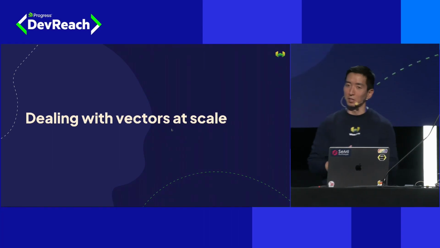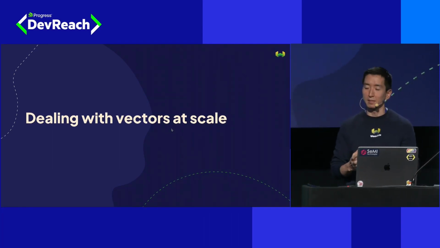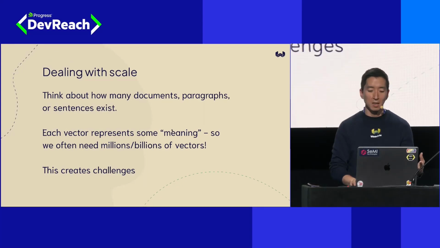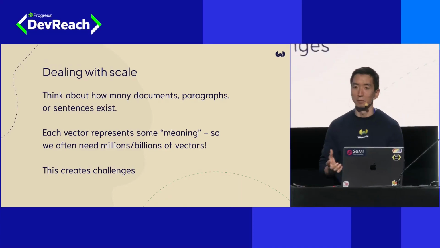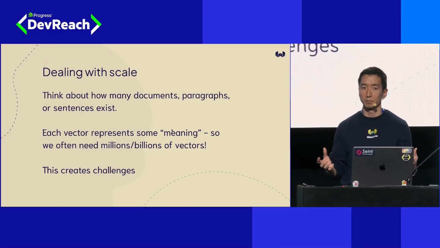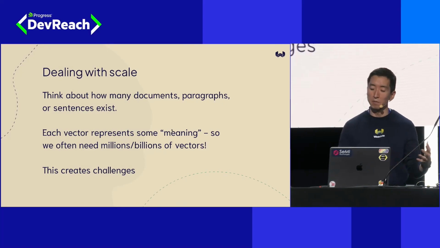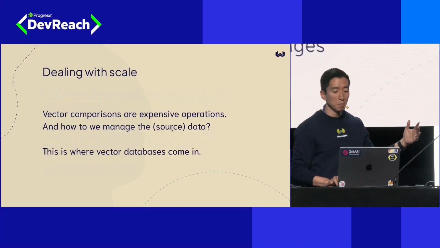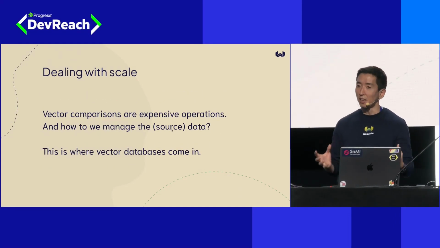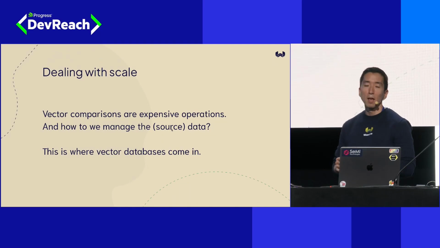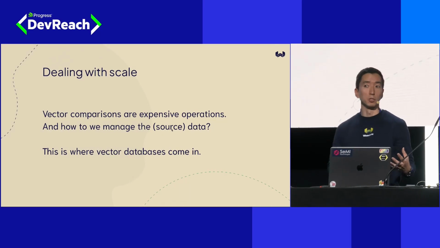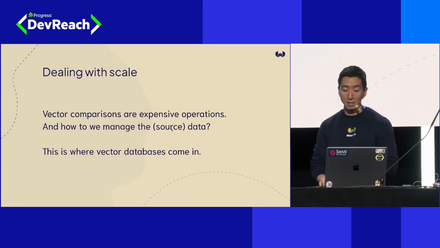And what else does using a vector database get you? It's really dealing with these things at scale. If you think about how many documents, paragraphs, or sentences exist in your corpus of all your data stores at work, and if you have to represent each one as a vector, how many of them would you need? You're quite regularly dealing with millions of vectors, if not billions. This creates challenges because vector comparisons are not the cheapest compute operations. And also you need to manage each of these rows of data. And that's where vector databases are really, really handy.